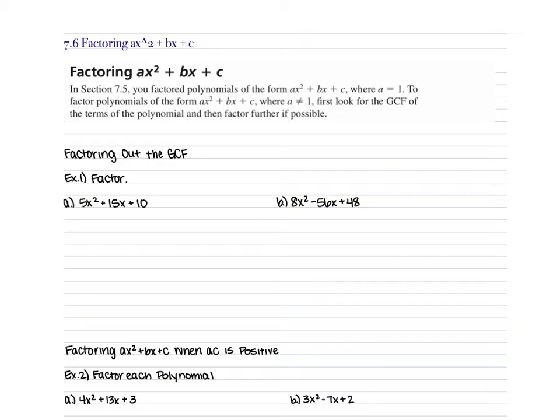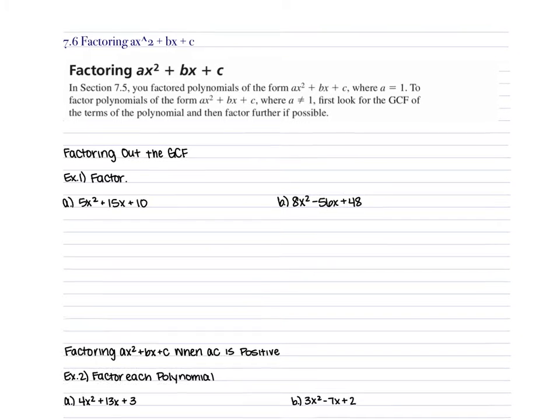7.6 goes over factoring when you have an a other than 1. So yesterday in section 7.5, we went over when a was equal to 1. The section that we're doing today, the 7.6, a is not going to be 1. So there's two things that you can do with these. First thing you want to look at is there a greatest common factor that you can factor out? If so, factor out the greatest common factor, then continue to factor that trinomial.